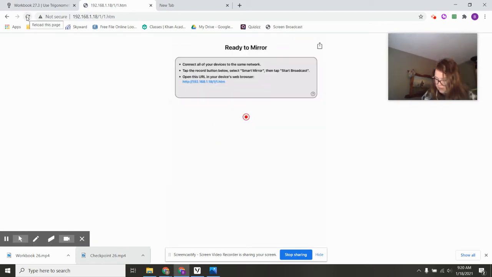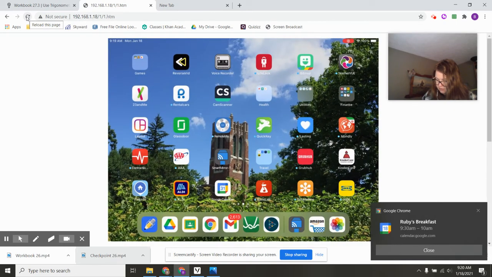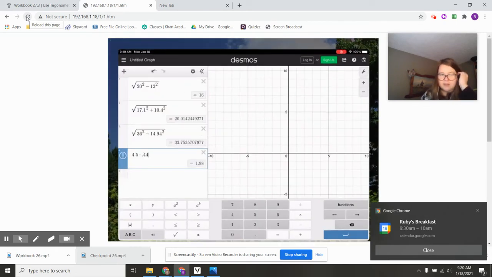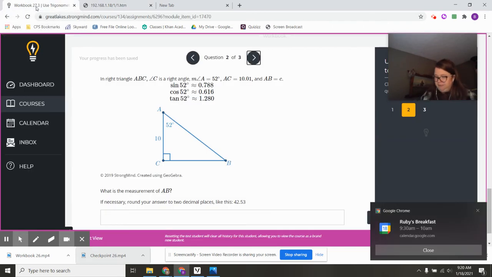Okay, so I used the Desmos calculator to do the last calculations like this. Okay, so 1.98 is what we got. And then we're going to come back and do this one.